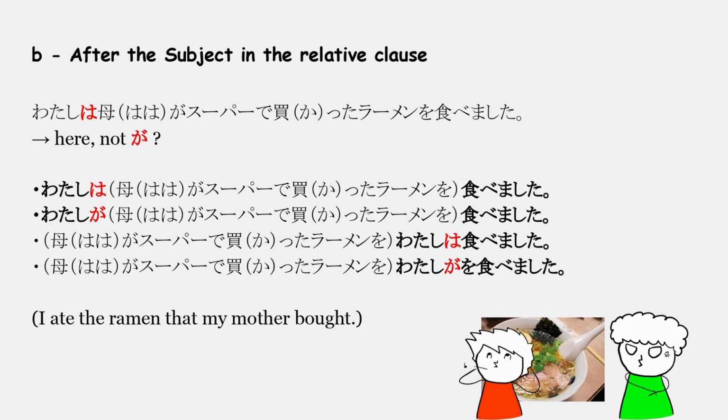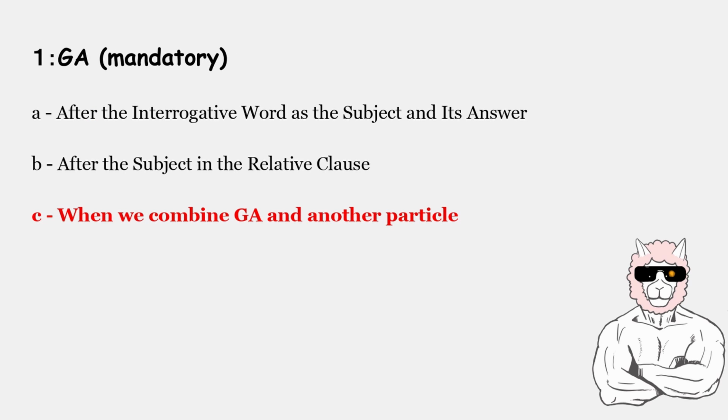Well, is it clear? So now we will see the last mandatory が。We use it when we want to combine the meaning of が and that of another particle. So, because we combine が and another particle, logically we need が.